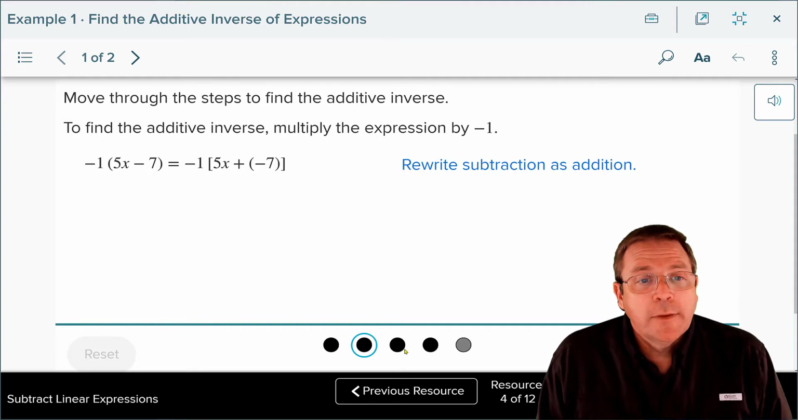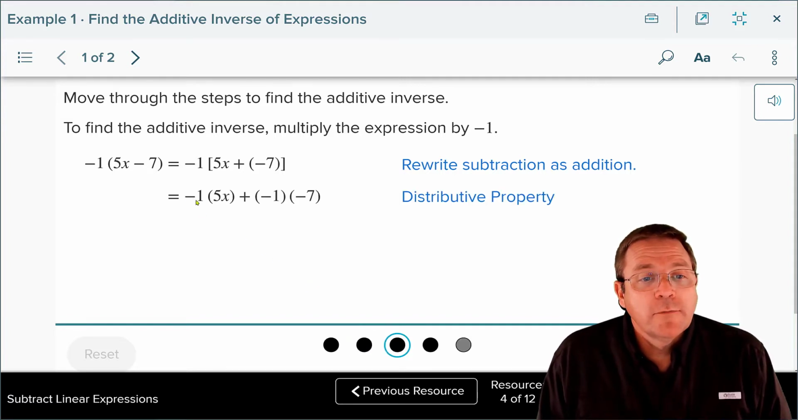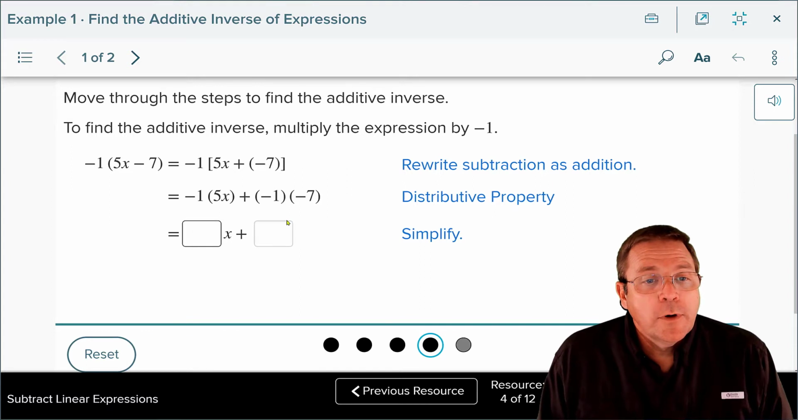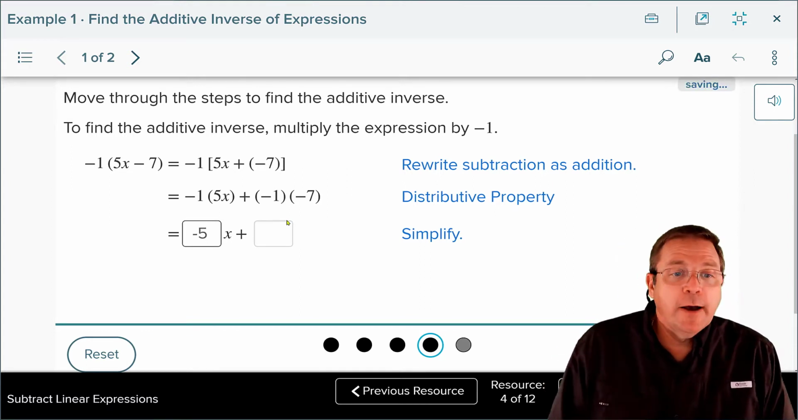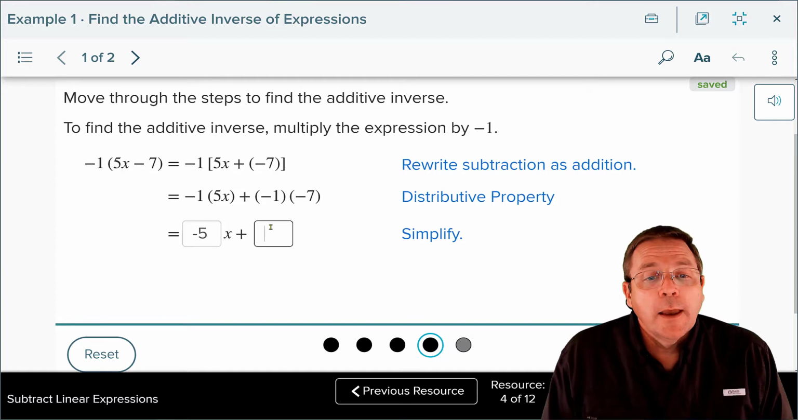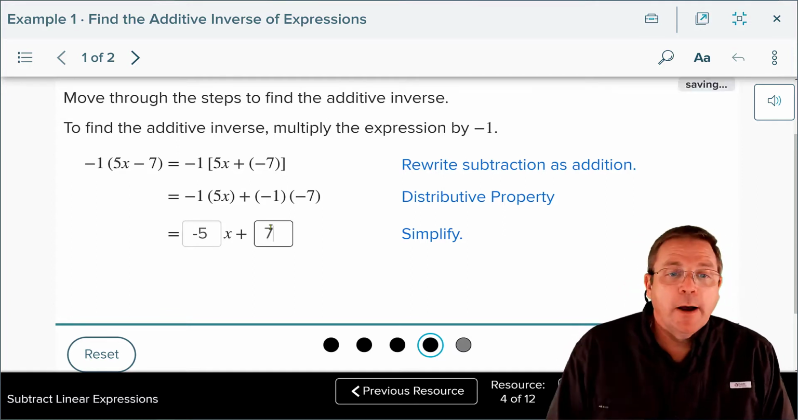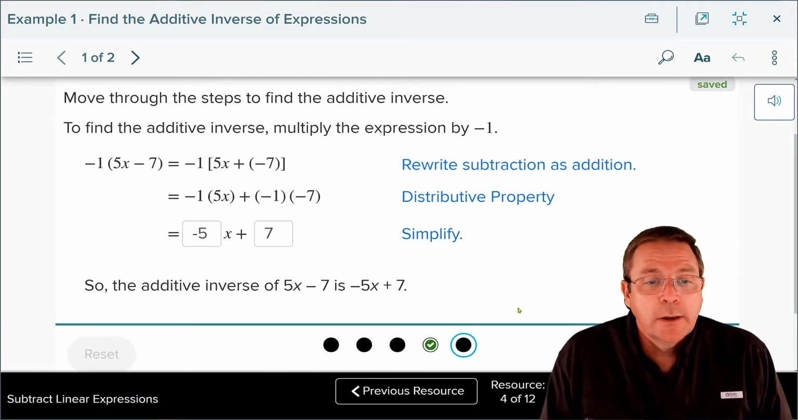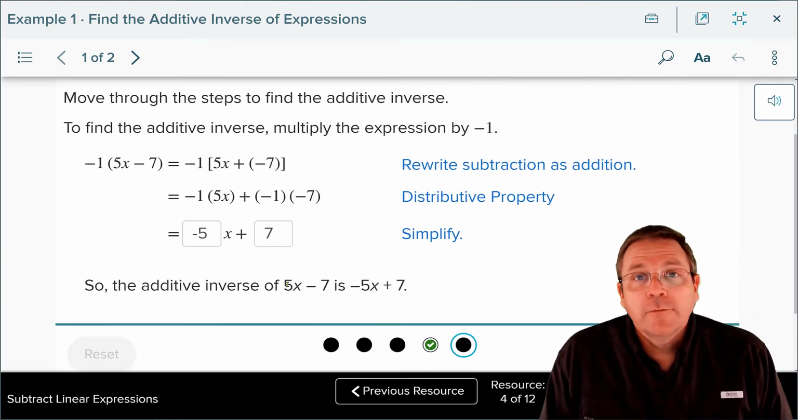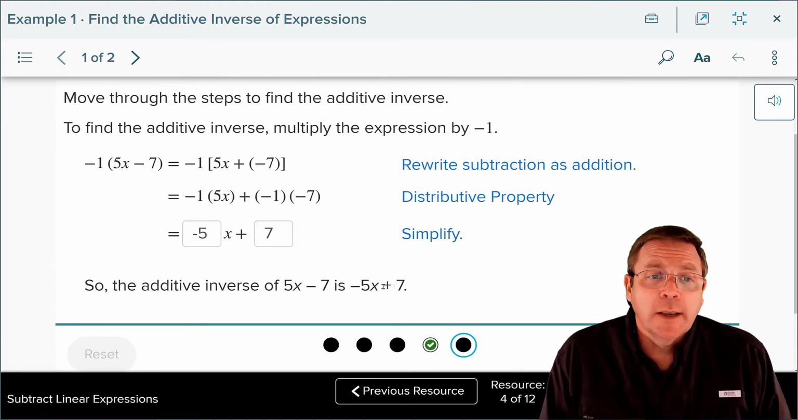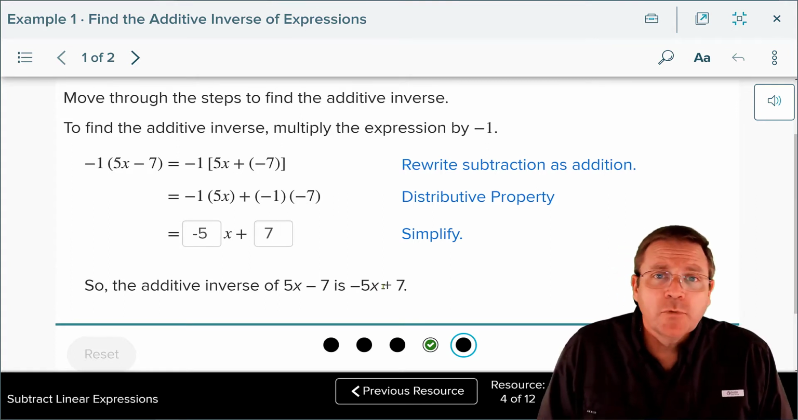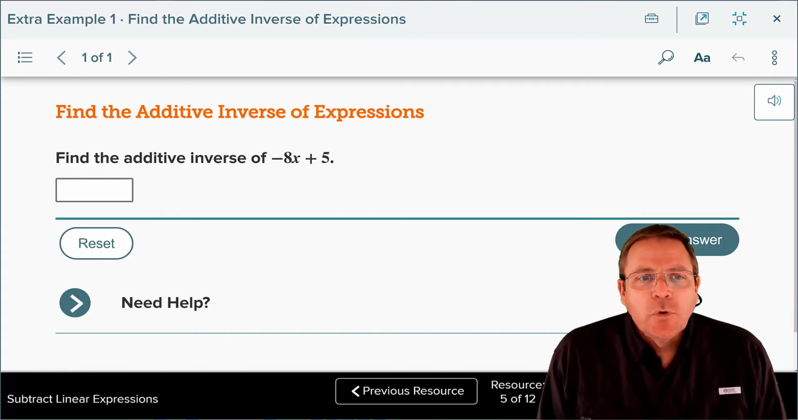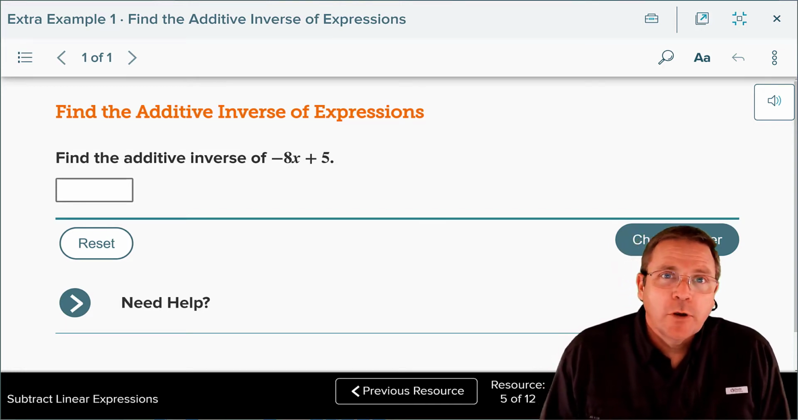Now we're going to multiply the -1 through the grouping symbols, which means you have -1 times 5x plus a -1 times the -7. From there, -1 times 5x is -5x, and then -1 times -7 is going to become a positive 7, so we're going to check it. So we could say that the additive inverse of 5x minus 7 is going to be -5x plus 7. Pretty simple stuff. And now it's going to be your turn. You find the additive inverse of -8x plus 5. Go ahead.